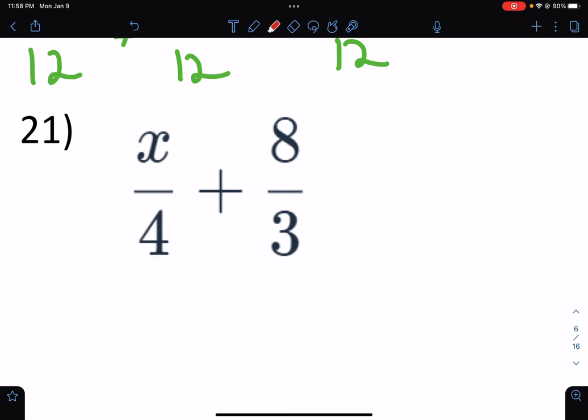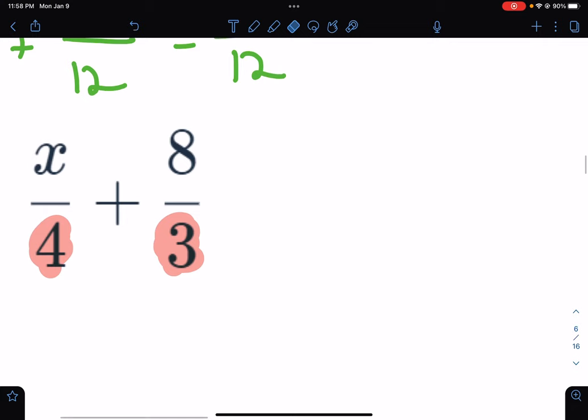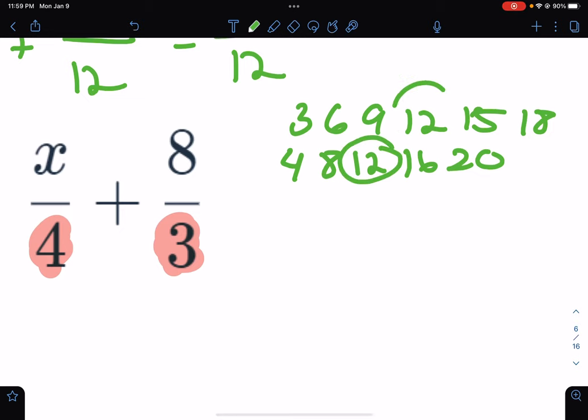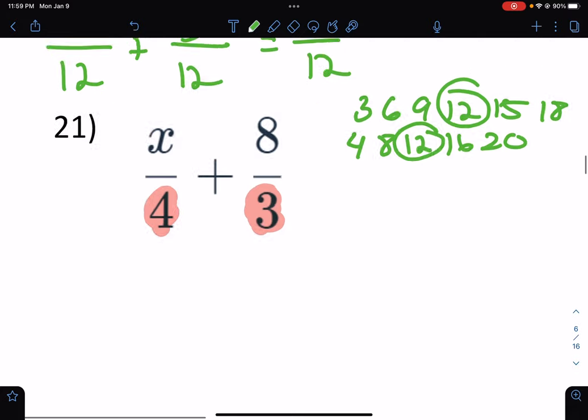So if we look here, we've got a 4 and a 3. So what's the least common multiple between 4 and 3? Now, if you're confused as to what I mean by least common multiple, multiples of 3 would be 3, 6, 9, 12, 15, 18, and so on. Multiples of 4 would be 4, 8, 12, 16, 20, and so on. Least common multiple just means you pick the smallest number that they have in common. So again, this is going to be 12.